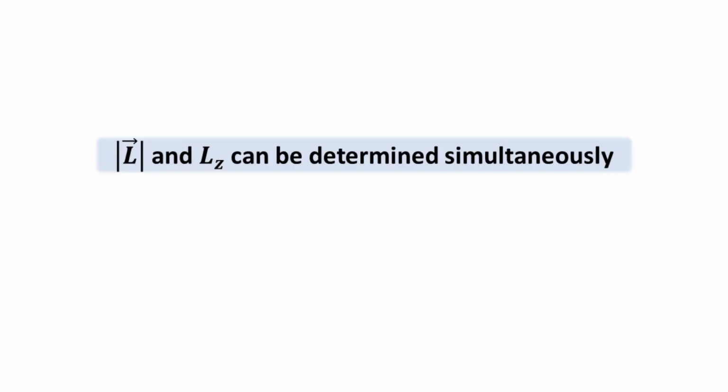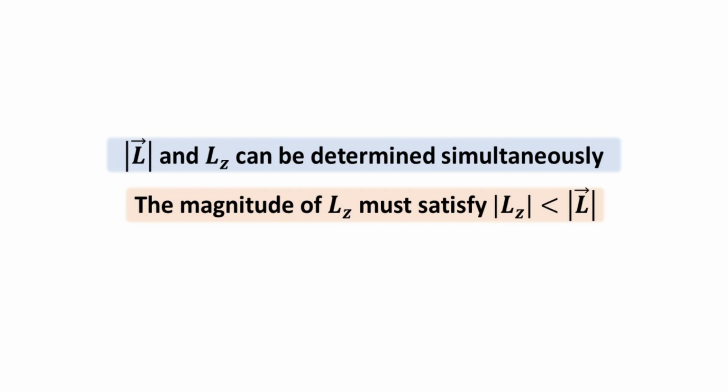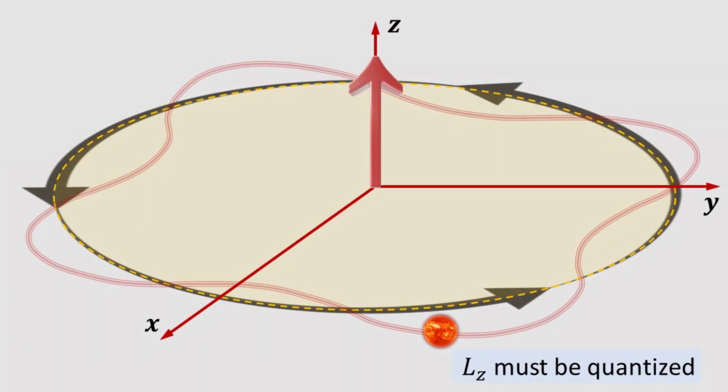To sum it up, we argue that the total angular momentum L can be determined simultaneously with one of the angular momentum components, herein denoted as Lz. In addition, the Heisenberg uncertainty principle would require that Lz must always be smaller than L. Furthermore, the electron, which is bounded, can only admit standing wave solutions. Thus, Lz must be quantized.